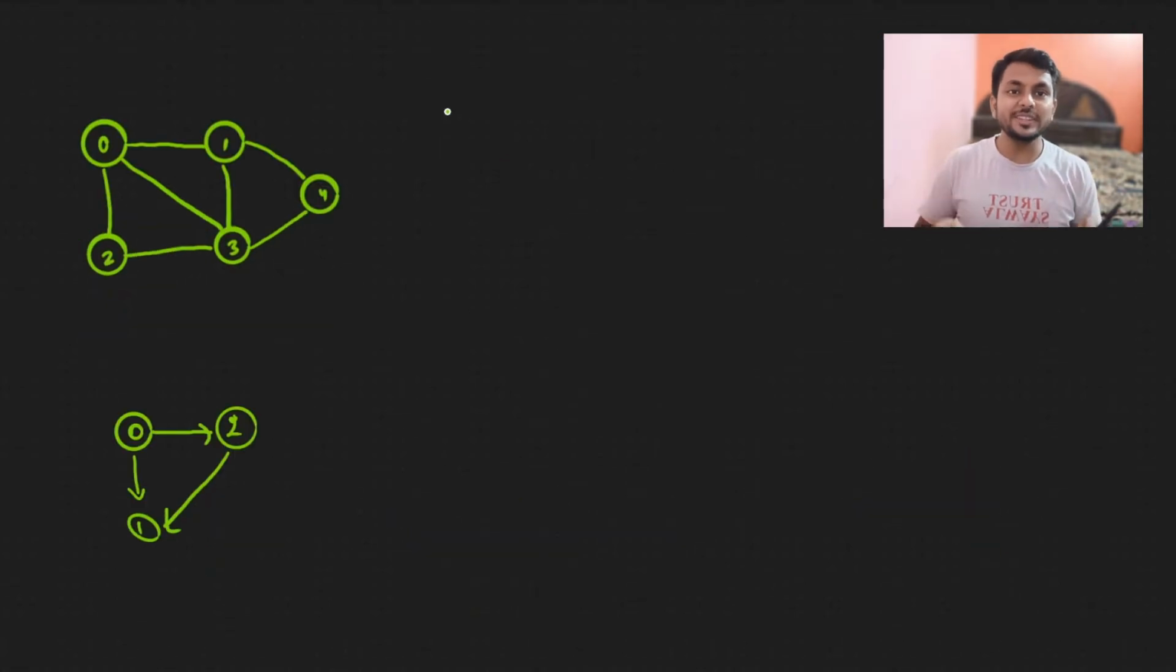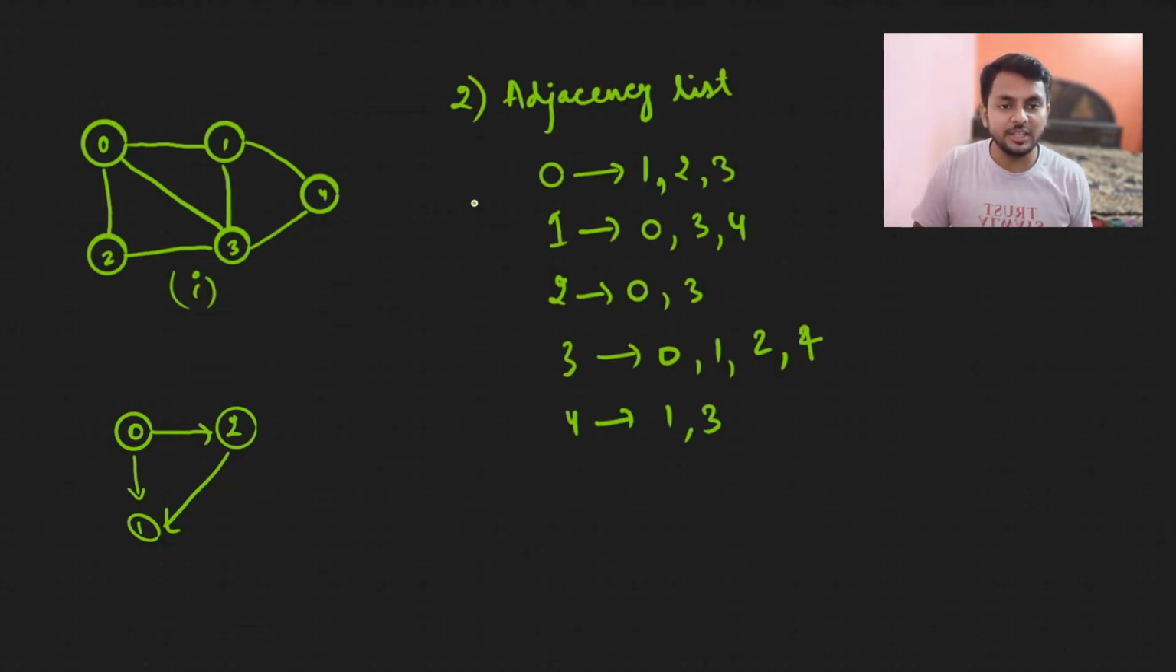The second way to represent a graph is using an adjacency list. So what is an adjacency list? An adjacency list lets us know which nodes we can go to from one node. So this is the adjacency list of our undirected graph first. From 0 I can go to 1, 2, 3. From 1 there is an edge to 0, 3 and 4. So this is an adjacency list.